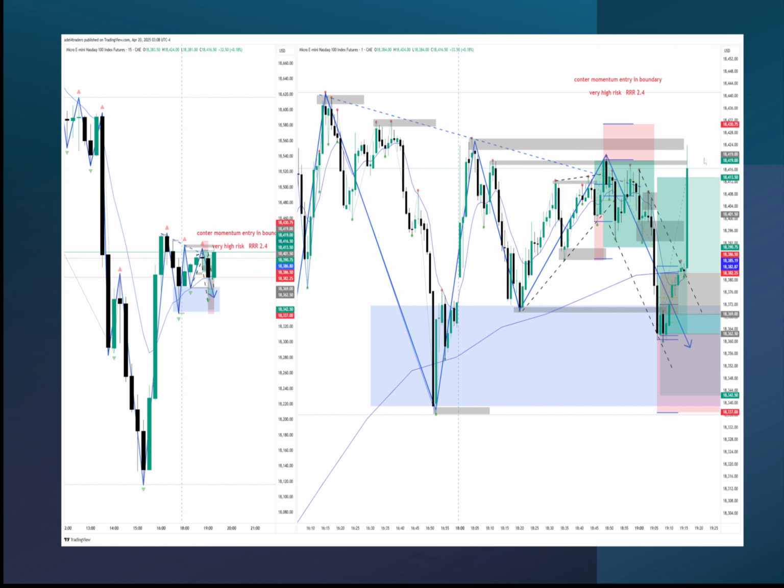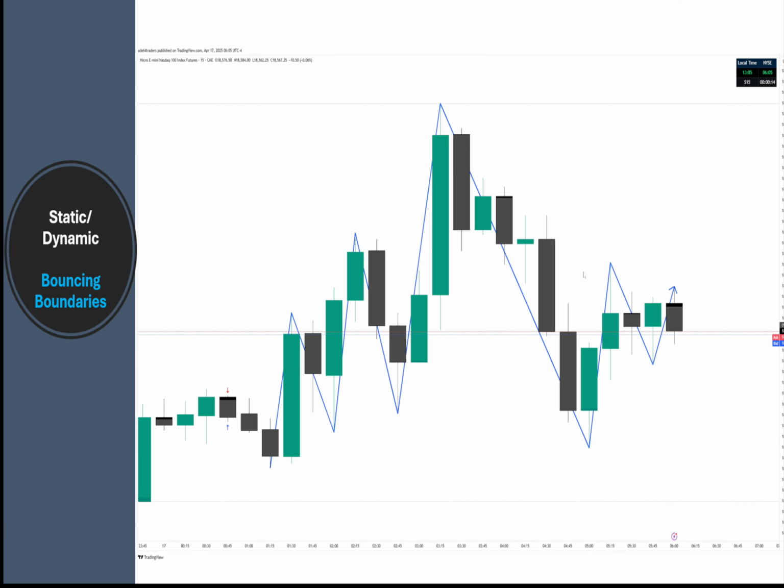So if we don't have tensions, and we don't have zones, and we don't have liquidity areas, we are blindly taking buys and sells, going short and long based on the candle. It is not going to be in our favor, and we end up losing our capital. So next time we're going to talk about the dynamic and static bouncing boundaries.